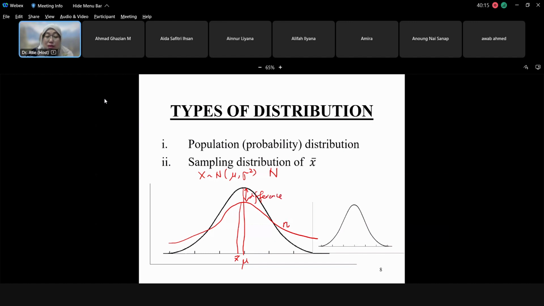This is a small n when we take a sample, and then we have a larger curve when we represent the whole population distribution. So I would like you to draw this one on page 58.